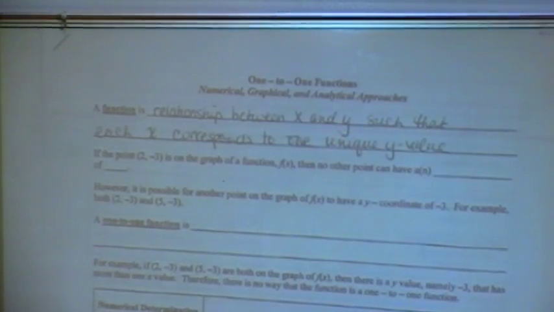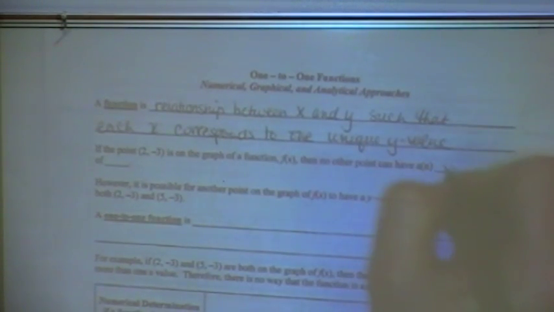It is a relationship between x and y such that each x corresponds to one unique y value, which is why it passes the vertical line test. So if the point (2, -3) is on the graph of a function, then no other point can have an x value of 2.